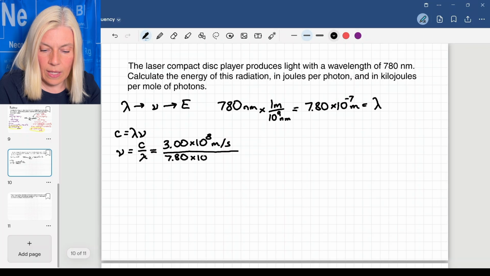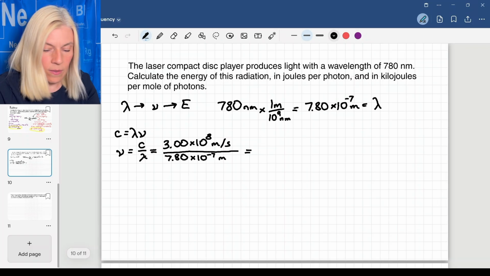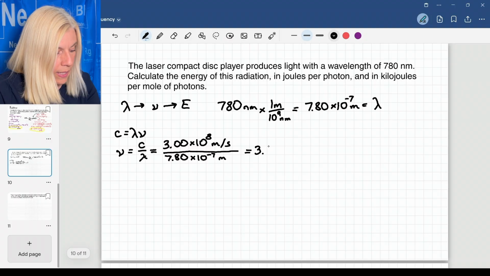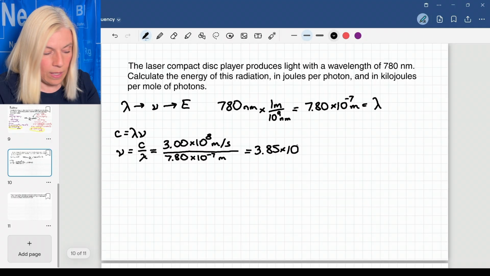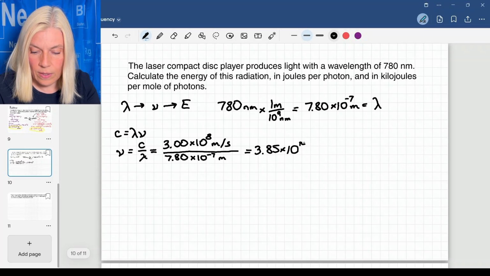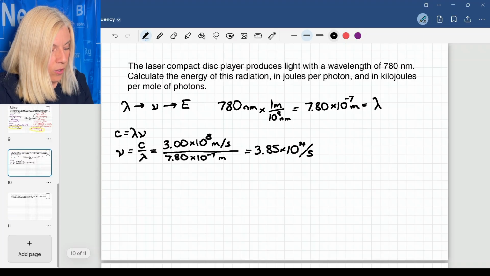7.80 times 10 to the negative 7 meters. And this tells me my frequency then is 3.85 times 10 to the 14th. And this is waves per second, yes? So per second or hertz.